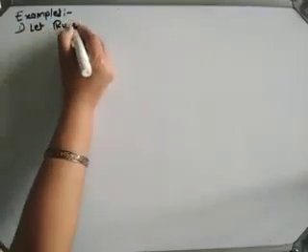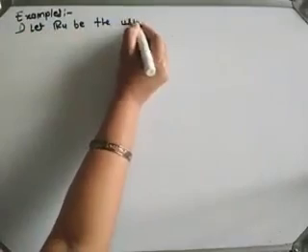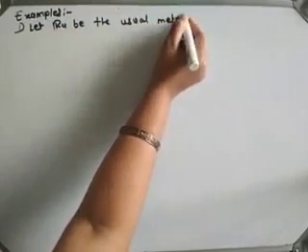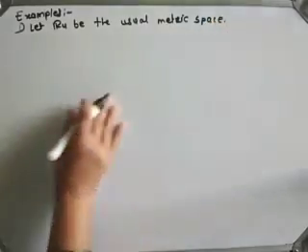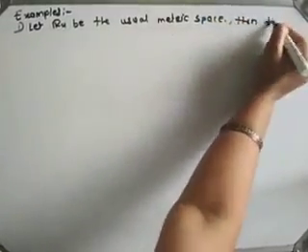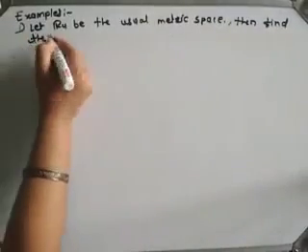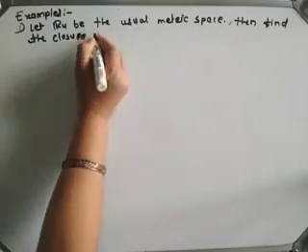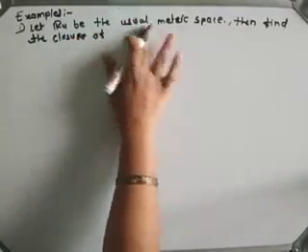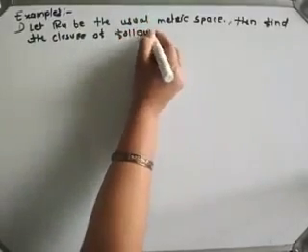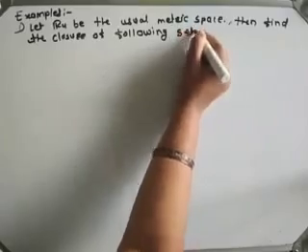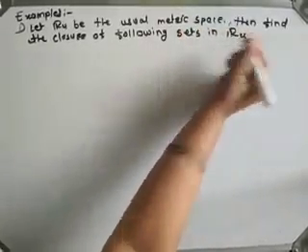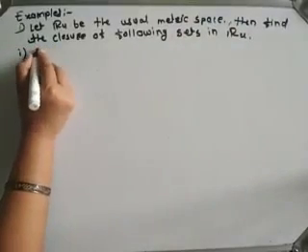Let us see examples on closure of a set. Example: let (R, u) be the usual metric space, then find the closure of the following sets in R with the usual metric. First one is Z.